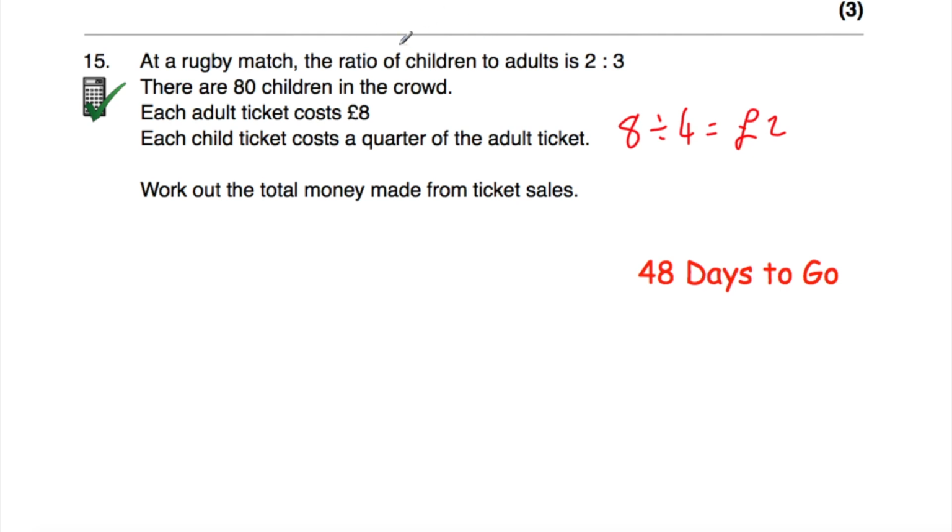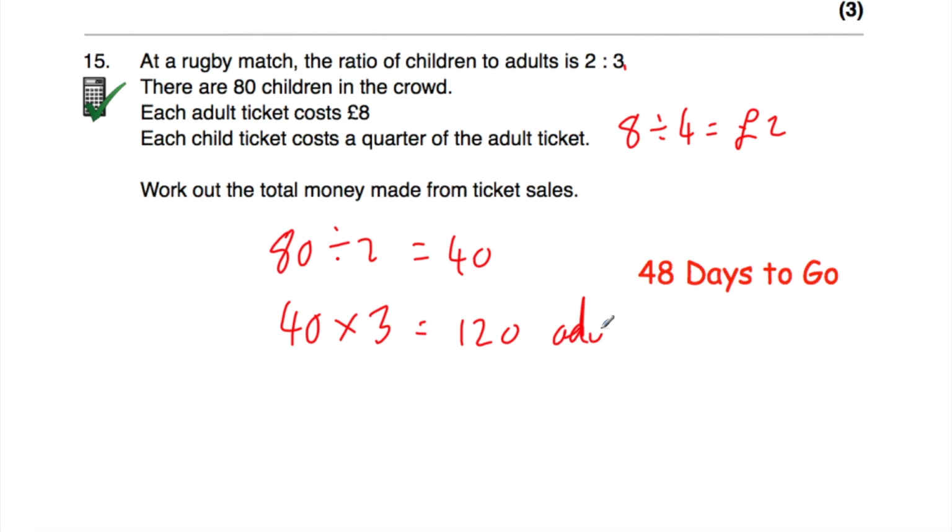There's 80 children. We're going to divide that by the children number in the ratio, which is 2. So 80 divided by 2 is equal to 40. Now we're going to times that by the adult number in the ratio, which is 3. So 40 times 3 is equal to 120. So there's 120 adults and there's 80 children. Now we need to work out how much money is made from ticket sales.